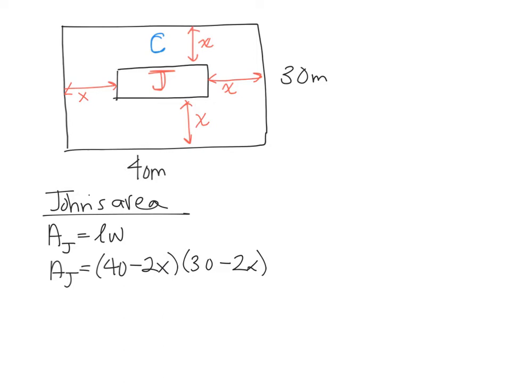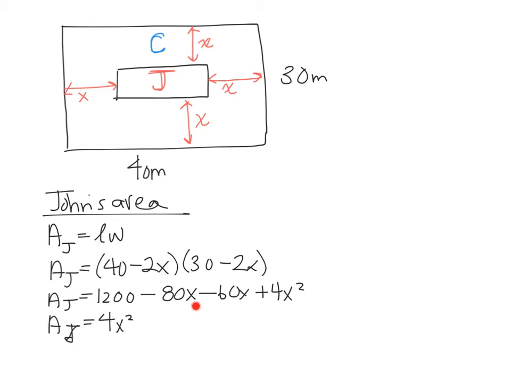So now let's expand this. We're going to FOIL and simplify. So we have area for John is going to be 40 times 30, and that's going to be 1200, minus 80x minus 60x plus 4x squared. So if we simplify that, I'm going to bring the 4x squared first. We have area for John is going to be 4x squared. If I simplify this, negative 80 minus 60, I'll get minus 140x plus 1200. So we have John's area now.